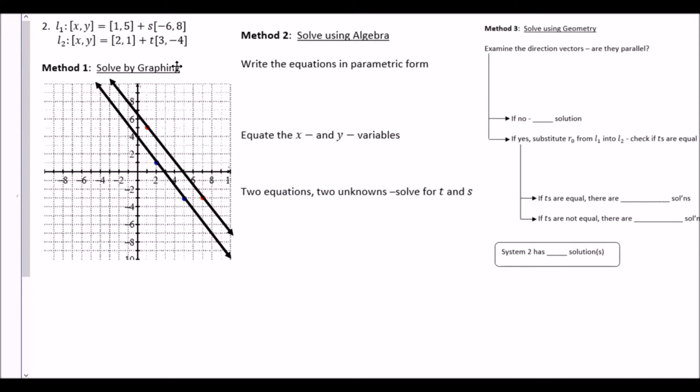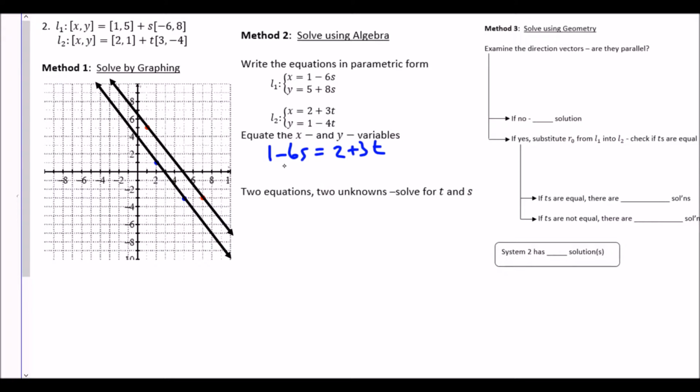It says to solve algebraically, write the equations in parametric form. I'm going to cheat a little bit. There they are in parametric form. Again, if you want to go over that again, that's lesson 1. Equate the x and y variables, so here we go, I'm going to equate them. So for the x's, I have 1 minus 6s is equal to 2 plus 3t.